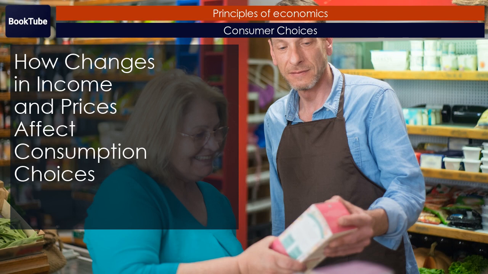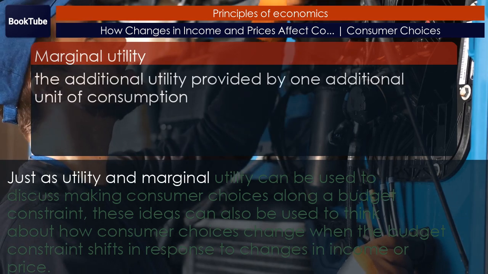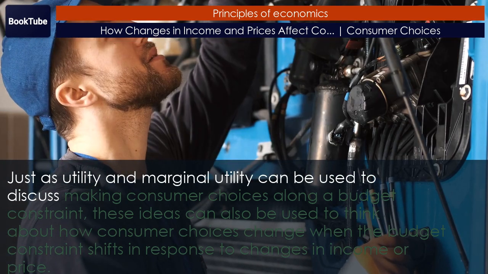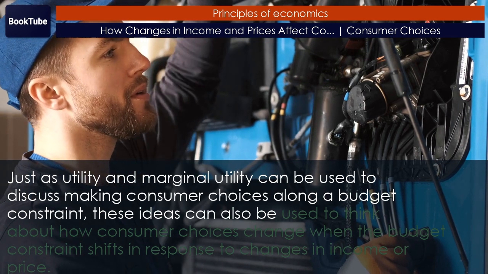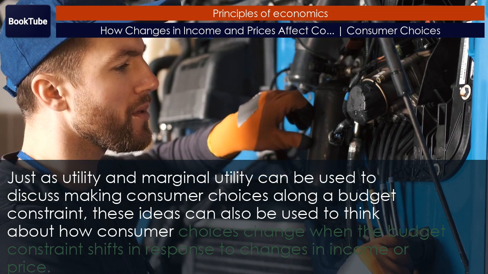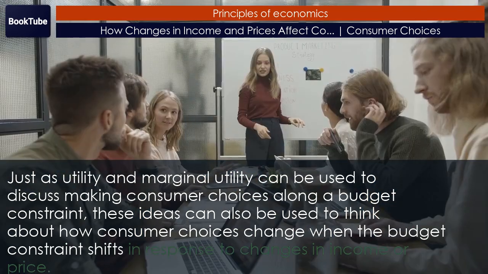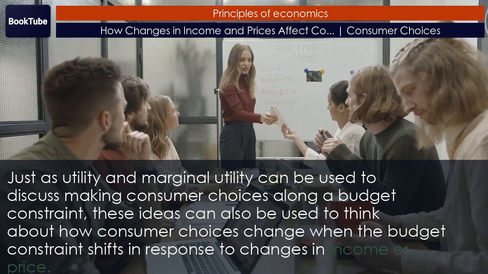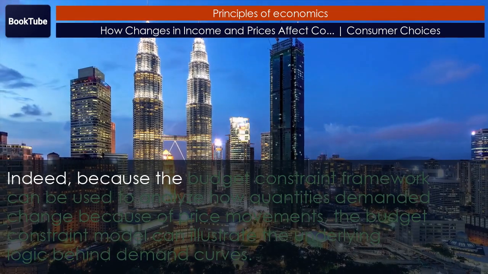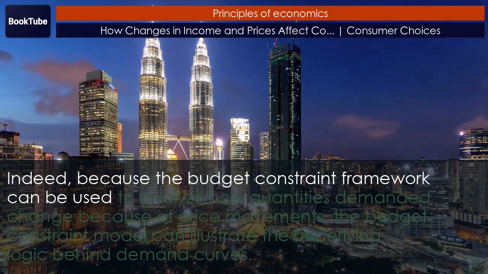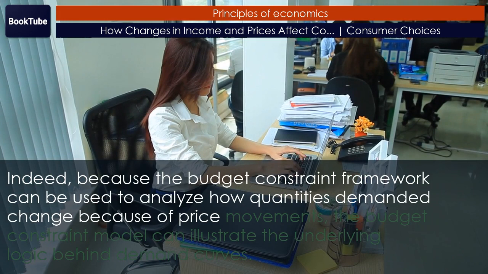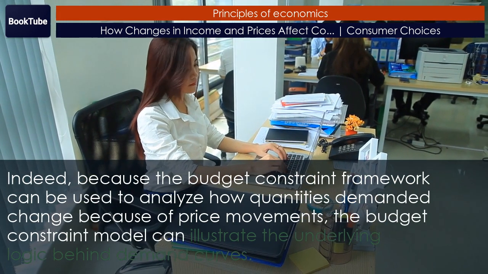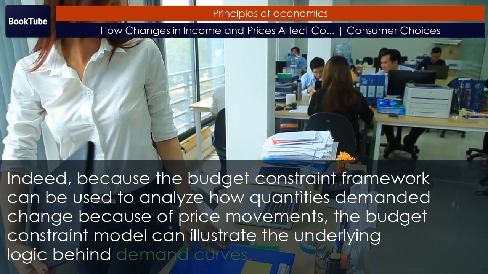How changes in income and prices affect consumption choices. Just as utility and marginal utility can be used to discuss making consumer choices along a budget constraint, these ideas can also be used to think about how consumer choices change when the budget constraint shifts in response to changes in income or price. Indeed, because the budget constraint framework can be used to analyze how quantities demanded change because of price movements, the budget constraint model can illustrate the underlying logic behind demand curves.